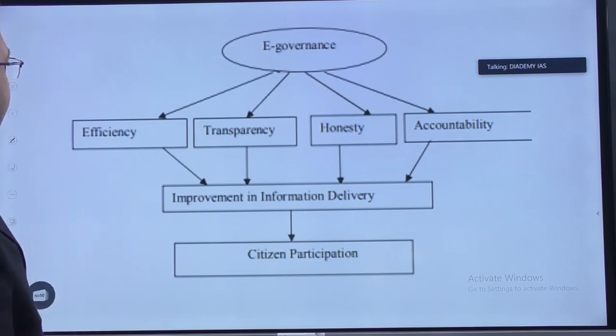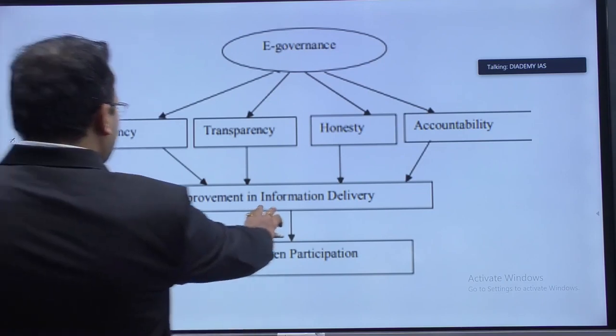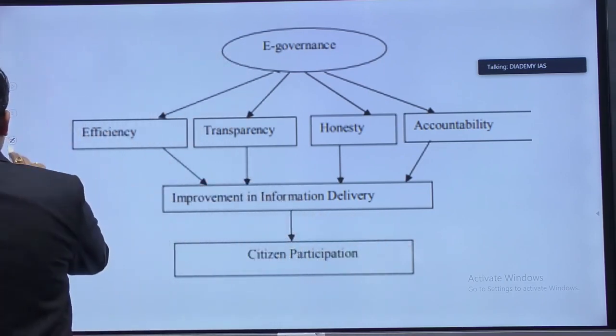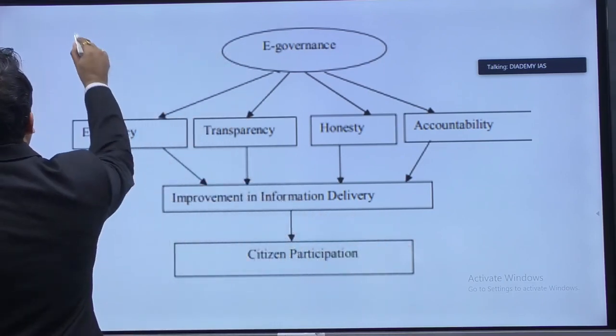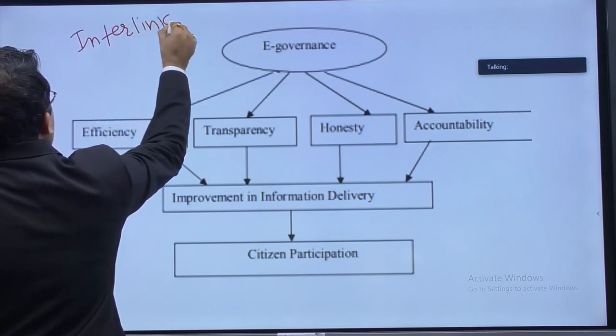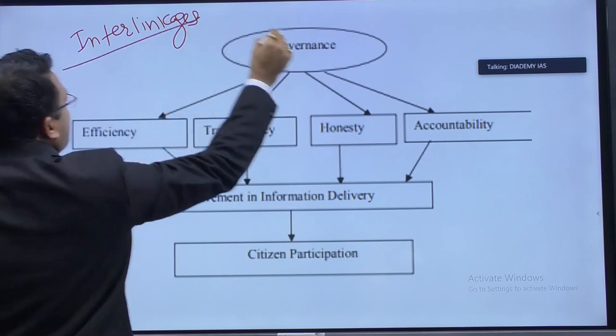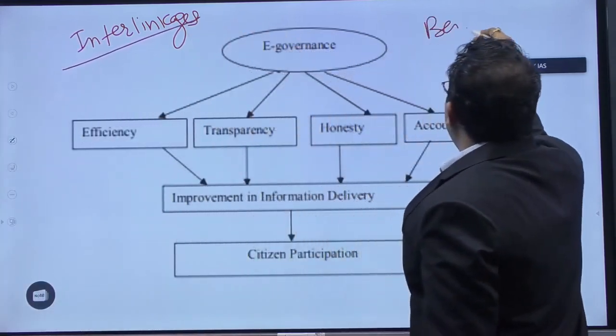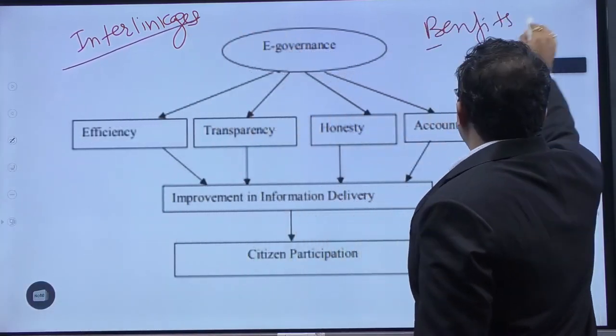Now this e-governance brings efficiency, transparency, honesty and accountability. It brings improvement in the information delivery and then brings citizen participation. This is a very good example of interlinkages, or the benefits of e-governance, linking the e-governance with the citizen participation.